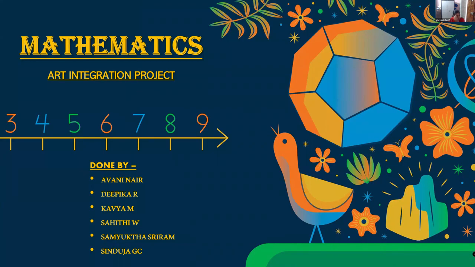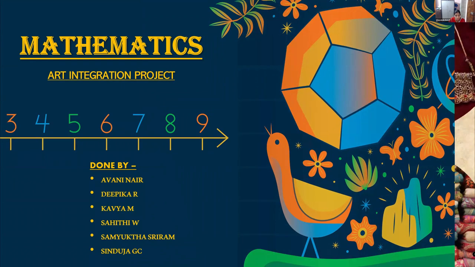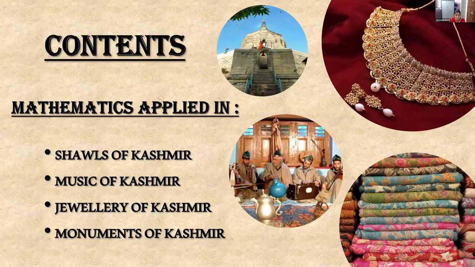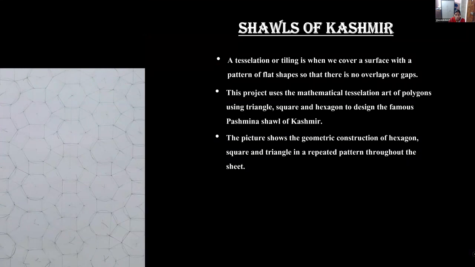So it was done by the class 9 students last year. Here they have spoken about the shawls of Kashmir, music of Kashmir, jewelry of Kashmir, and monuments of Kashmir, and how mathematics is applied in these concepts. In the shawls of Kashmir, they use tessellations. They were able to observe tessellation in the shawls.